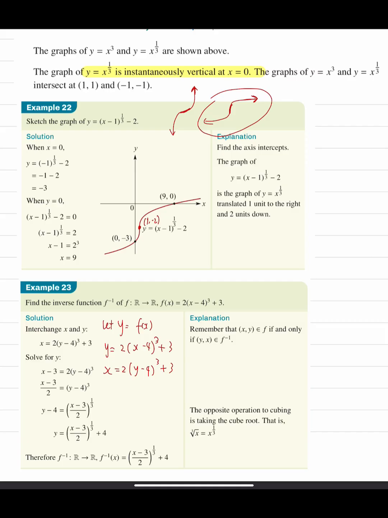Then you can follow what the textbook writes here. Transpose to make y the subject, and then you get the equation of the inverse. Now don't forget, because the inverse here is also a function, you write it in function notation. Particularly for the inverse, that's f^-1(x). That will give you whatever you got.